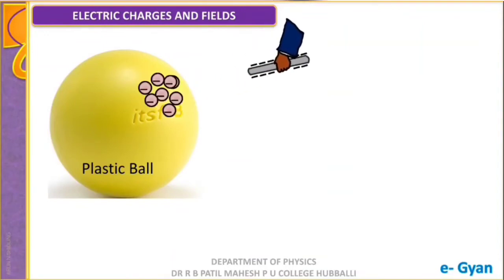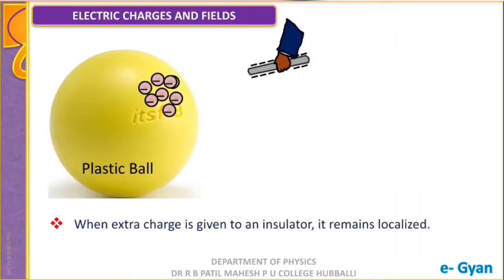Now when we try to do the same with an insulator, that is a plastic ball, if I bring the charged rod and just touch it with the plastic ball, the charges do not spread. So when extra charge is given to an insulator, it remains localized. That means it stays where it was dropped.